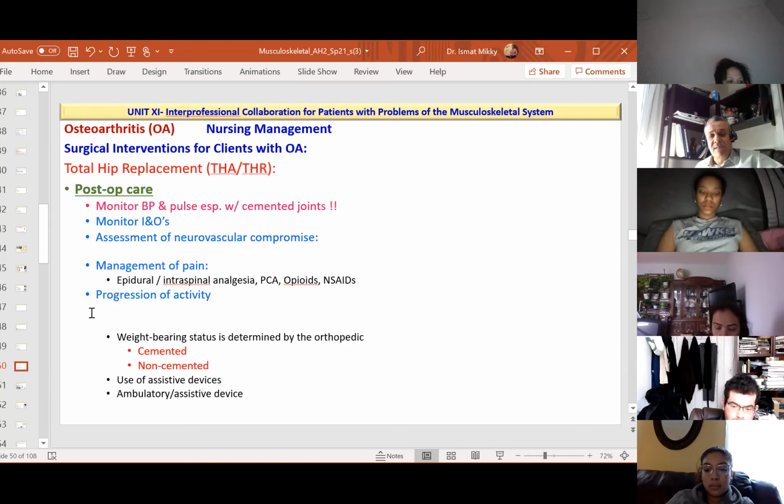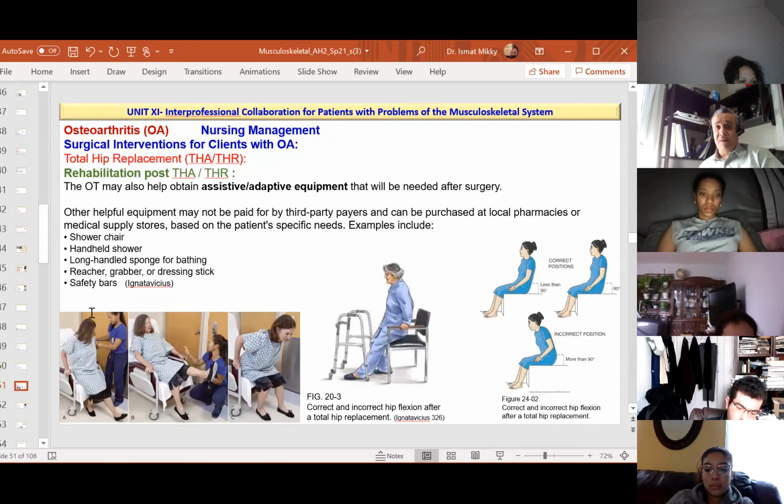This assistive or ambulatory device will be discontinued when the limp disappears. When the limping of the joint or the lower extremity disappears, which usually takes about 4 to 6 weeks, that's when the assistive device will be discontinued.